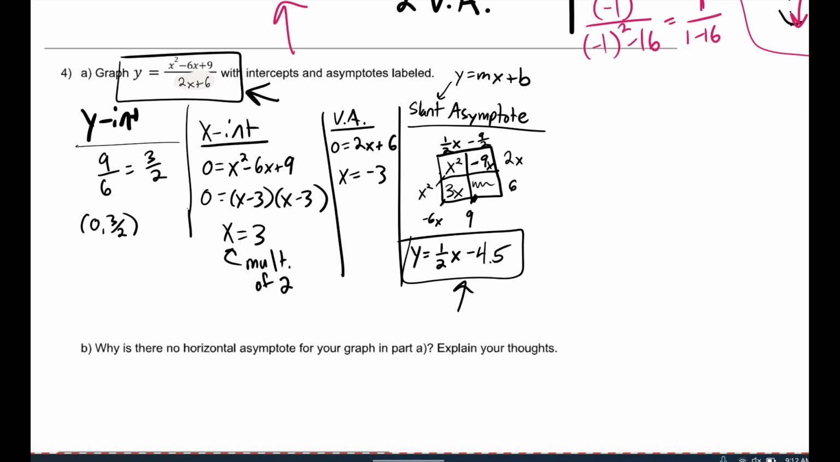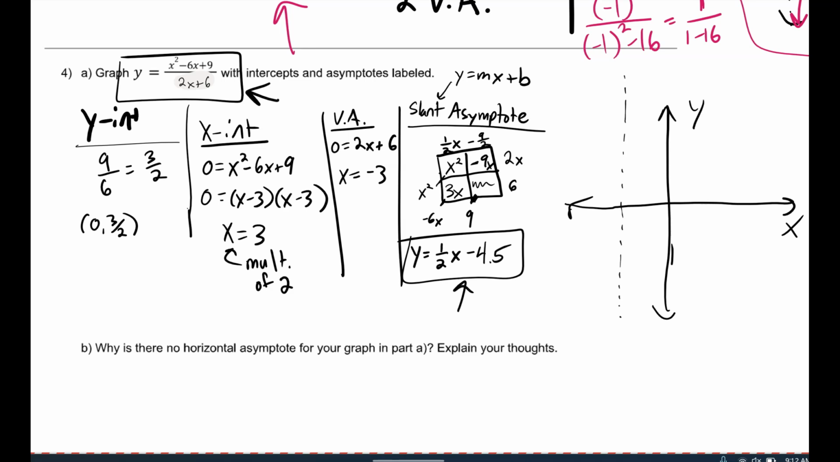So let's put those pieces together. All right, I'm going to give myself the same x and y plane we've been working with. I'd recommend using a straight edge. And I'm going to start with my asymptotes. Vertical one at x equals -3. And the slanted one, I know will cross the y-axis at -4.5. And it's got some positive slope.